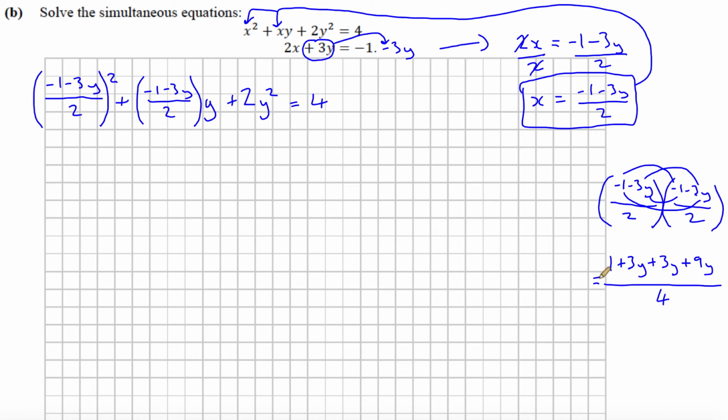So when I tidy this up, that's going to give me, this was minus 3y by minus 3y was positive 9y squared. So when I tidy it up, I have 1 plus 6y plus 9y squared all over 4. So I have a quadratic trinomial expression on top, all over 4.